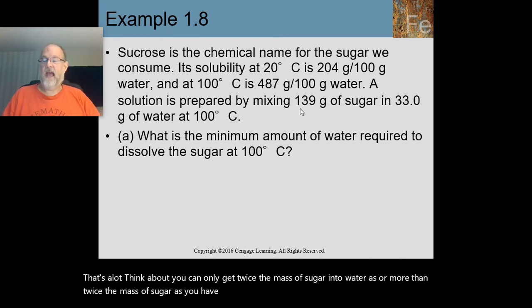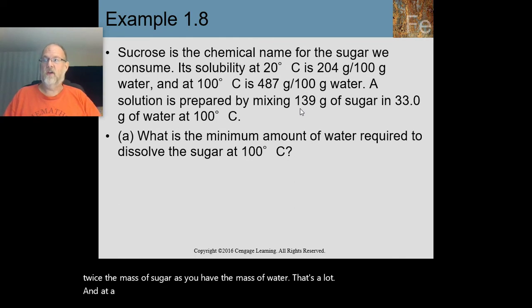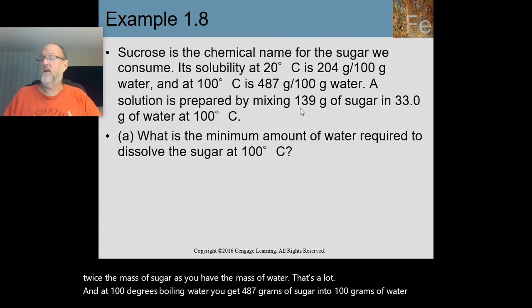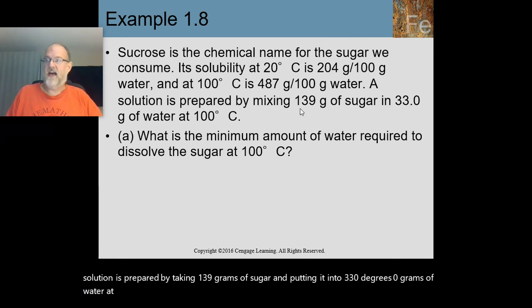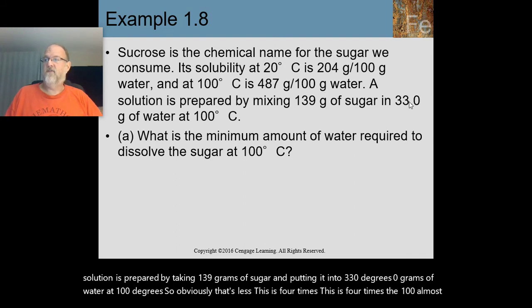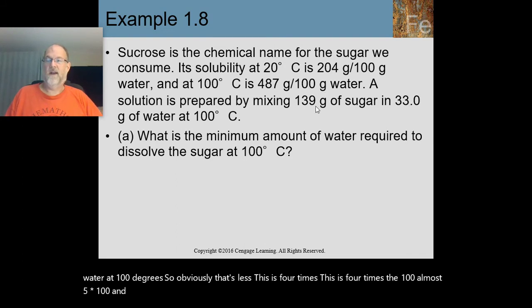That's a lot. And at 100 degrees, boiling water, you can get 487 grams of sugar into 100 grams of water. A solution is prepared by taking 139 grams of sugar and putting it into 33.0 grams of water at 100 degrees. So obviously that's less. This is 4 times the 100, almost 5 times the 100. And 5 times the 33 is going to be somewhere around 150-ish.